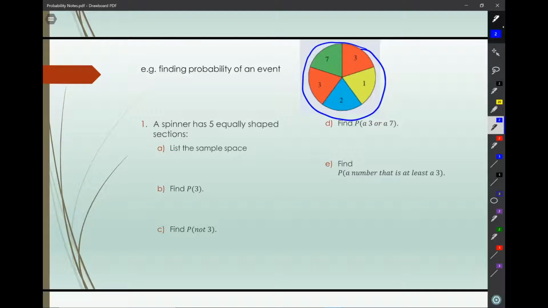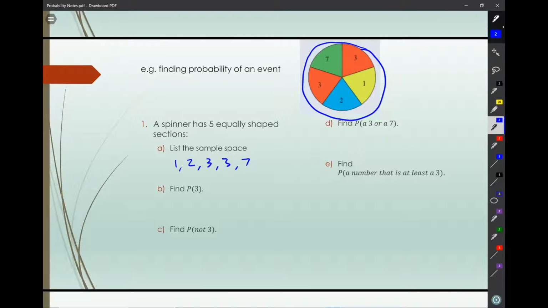If we spin the spinner, what number are we going to land on? That's what we're going to calculate here when we're calculating probabilities. The sample space are all the possible numbers that we can land on. So the sample space is 1, 2, there are 3 3s and a 7.